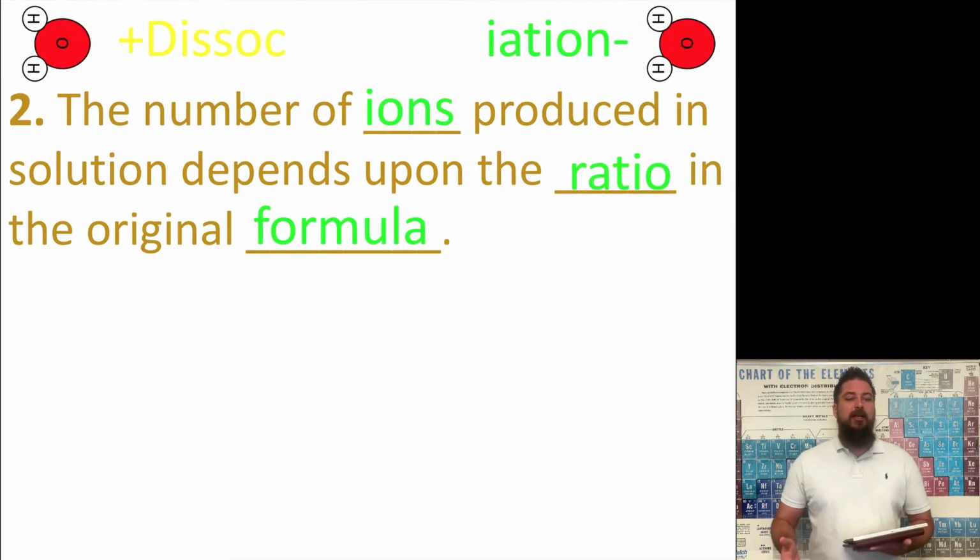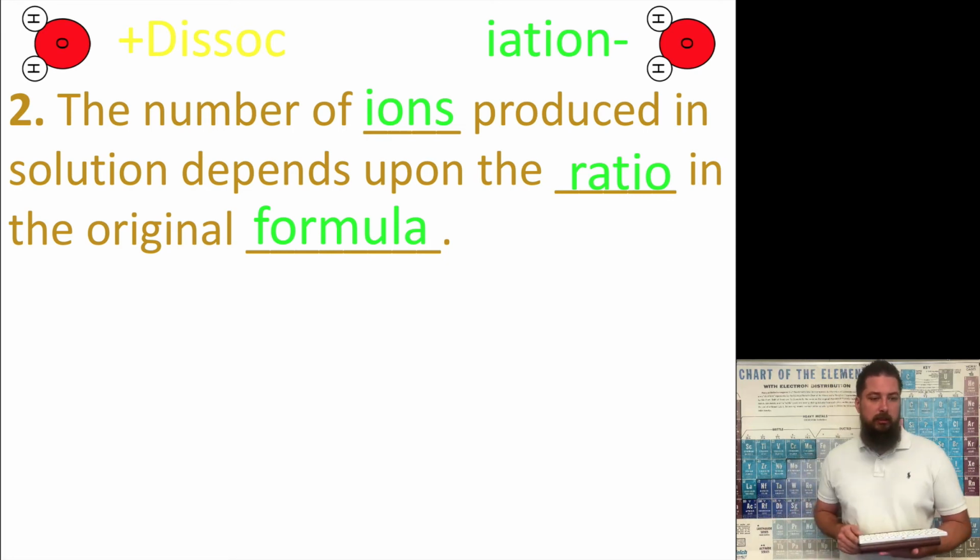Now, the number of ions produced in a solution depends on the ratio in the original formula. And so, for example, sodium chloride is one sodium, one chloride. So that's two ions that are dissolving in solution. But if you think of magnesium chloride, that's MgCl2. You have two chlorides, one magnesium. Now you have three ions going into solution. So sodium chloride has one sodium, one chloride, two total ions. Magnesium chloride is one magnesium, two chlorides, three total ions. And we'll look at examples of this.